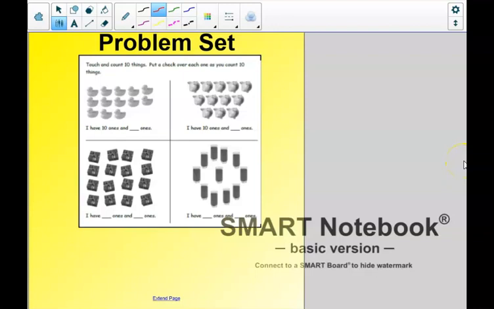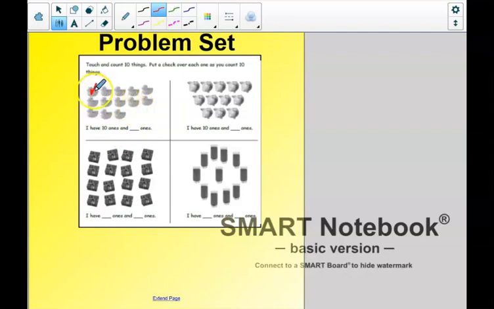Okay. So for your practice today, you are going to do this worksheet. And then I have a really fun activity you can do as well. What you're going to do for this sheet is you are going to touch and count 10 things. And as you count them, they want you to put a little check mark over them. Or just circle that group of 10 so you can see that group of 10. Okay? Then you're going to count how many are left over and put them in statements such as I have 10 ones, so that group of 10, and blank ones. And this blank is going to be how many you have left over after you've counted 10.